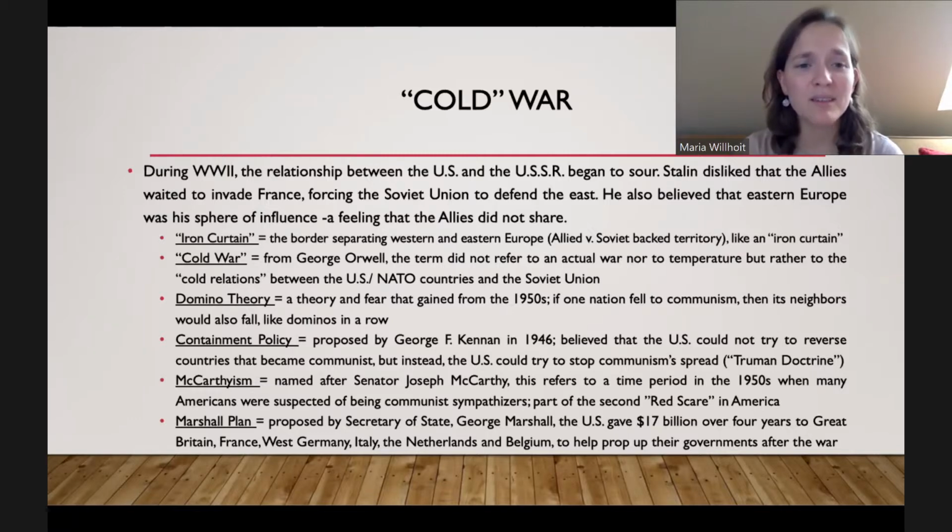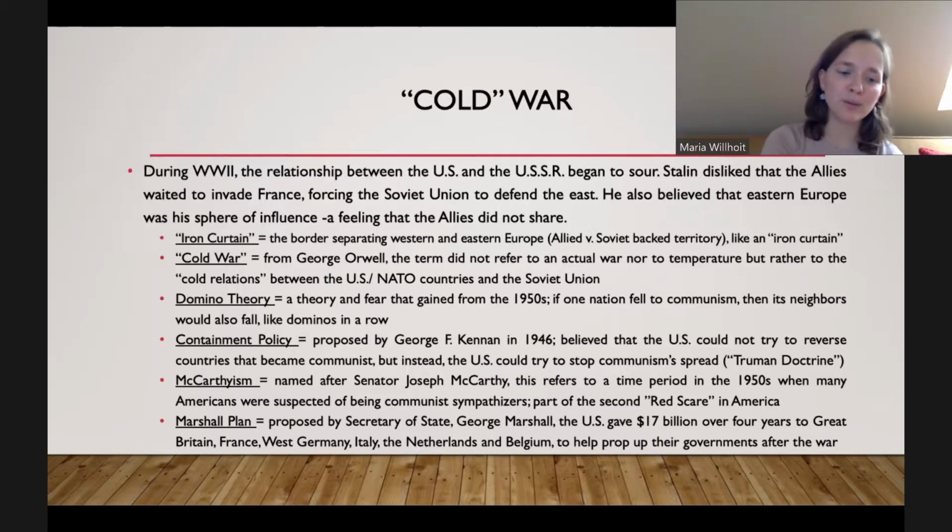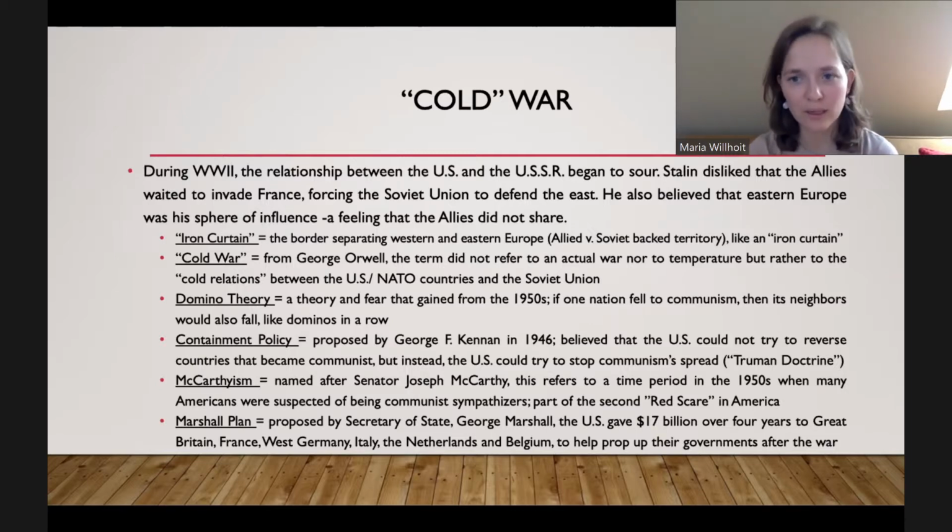We also have the domino theory. This was a theory and a fear that gained traction starting in the 1950s, really. And it was the belief that if one nation fell to communism, then its neighbors would also fall to communism, like dominoes in a row.